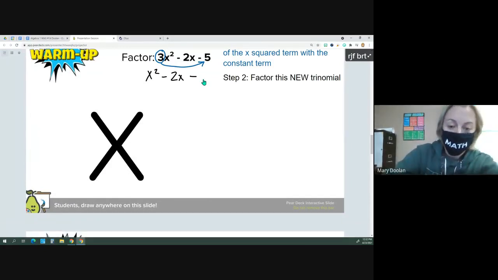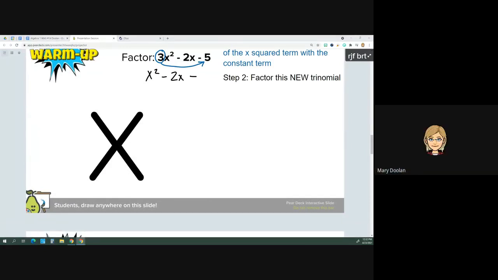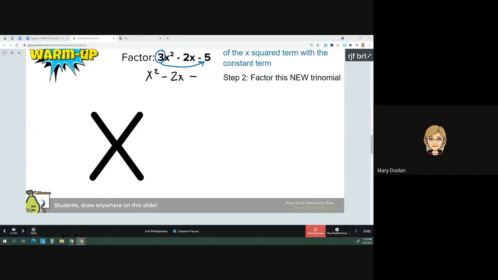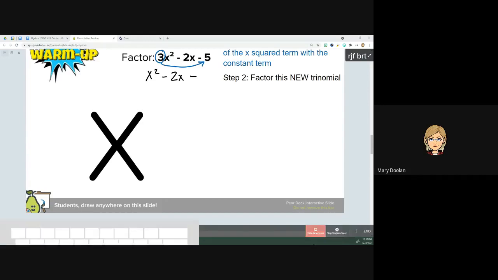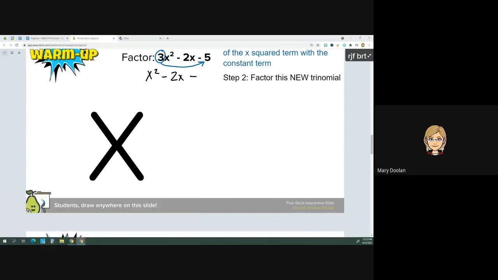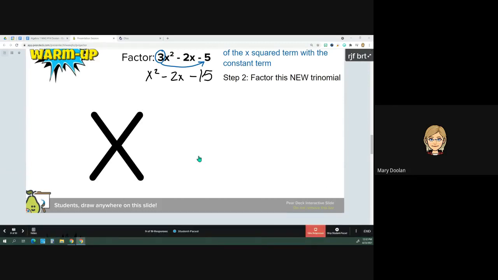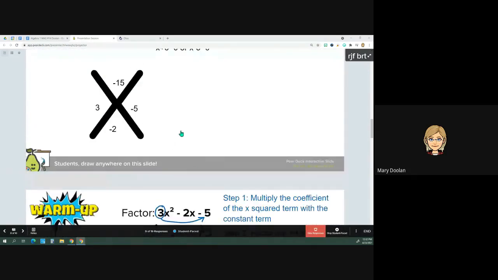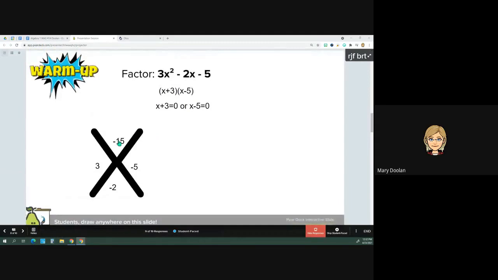Okay, -15. And once you have that, then you now have this new looking quadratic trinomial that we can factor. And we're going to use the magic X for that. And so some of you are setting up your magic X, like right here. This person put -15 at the top and -2 at the bottom, which is perfect. That's exactly what you want to do.